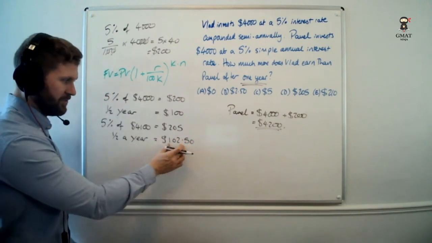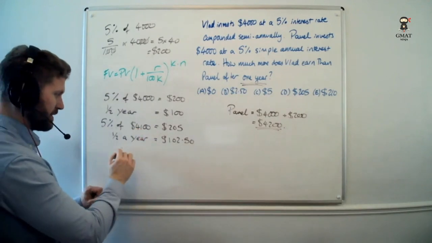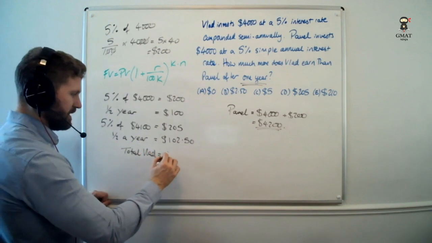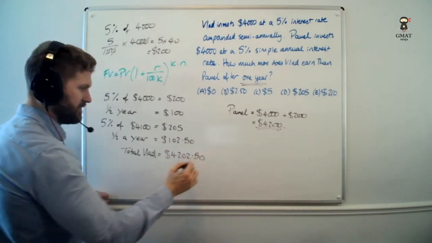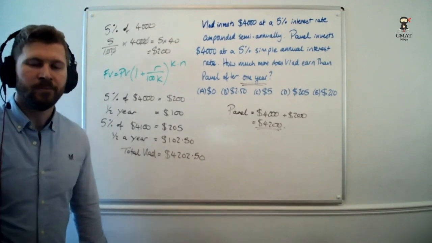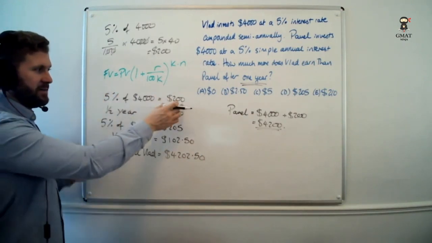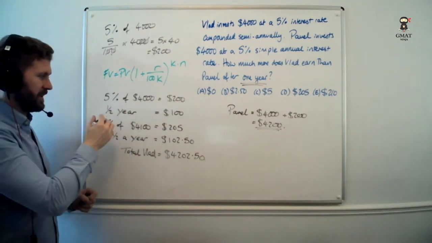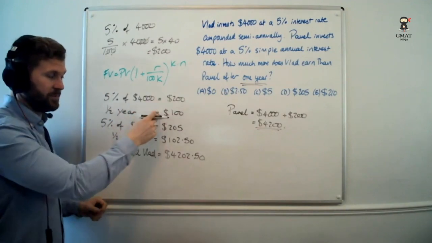Now I can take that $102.50 and add that on to the 4,100 we started with. So the total that Vlad has at the end of the year is going to be $4,202.50. Now this process of saying, what would I earn if I invested it for 1 year, and how much of the portion of the year do I have? In this case, it's semi-annually, so I'm using a half, so we divide the 200 by 2.